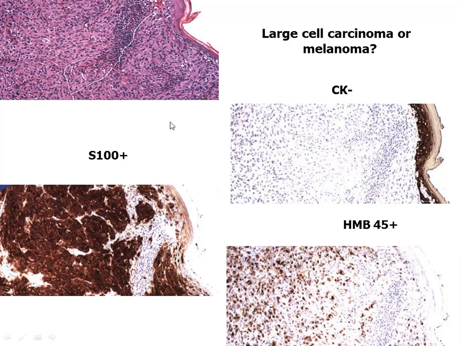In this case, cytokeratin was negative. It stained only the epithelial layer which covered this tumor. And S100 gave a bright positive brown color reaction in the tumor mass. HMB45 also had a positive reaction in the tumor cells. So our diagnosis is a malignant melanoma.